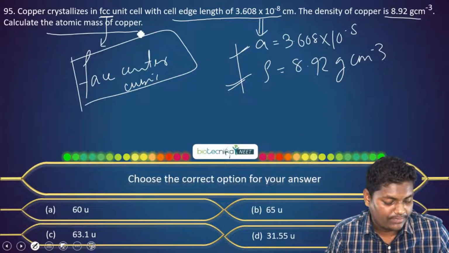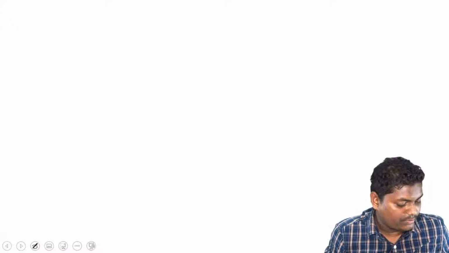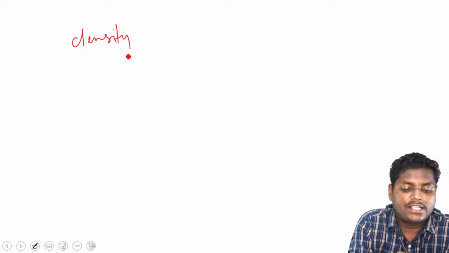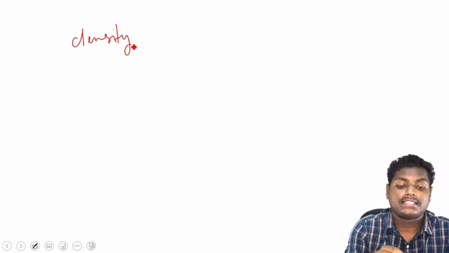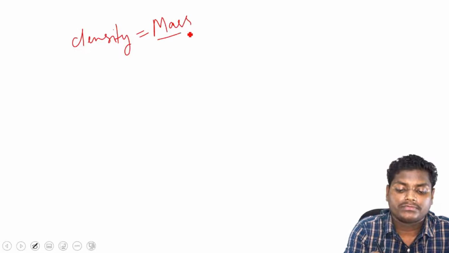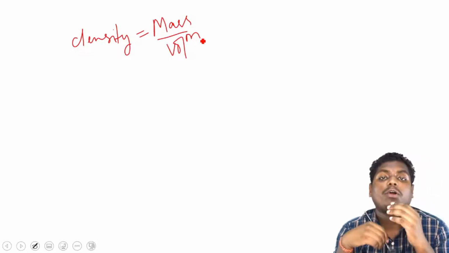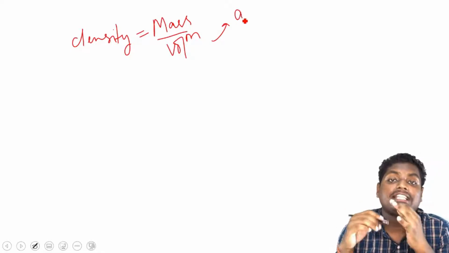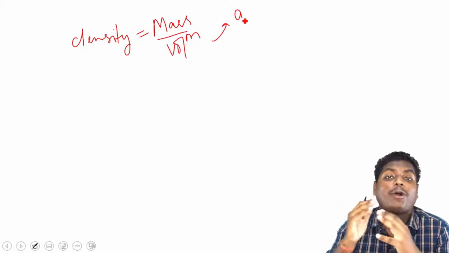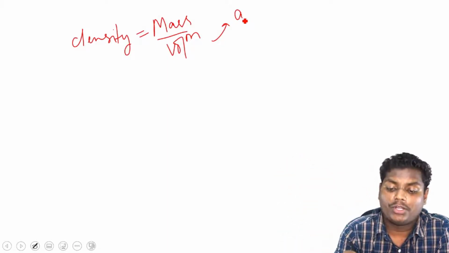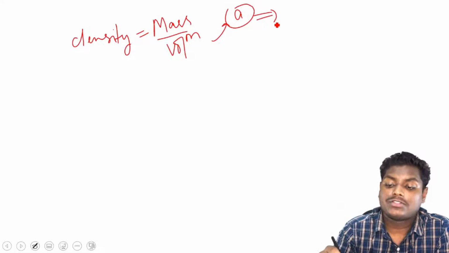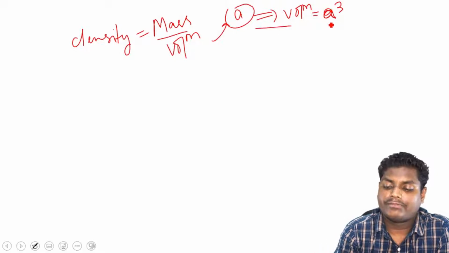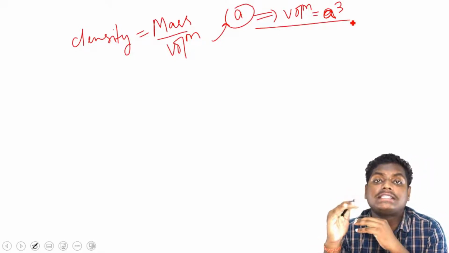So how do we do this question? Let's try and solve this out. Now, density of anything is mass upon volume. Now, what is volume for a cube? If we know the edge length to be A for a cube, the volume will be A cube, A to the power 3. This is the first thing. So we know the volume now. So the volume is A cube.